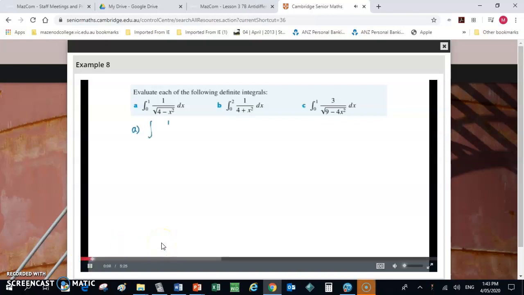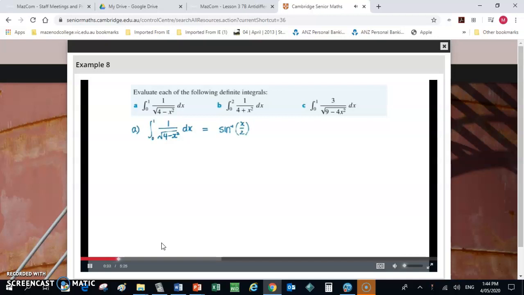So we're doing these three integrals. The first one is the integral of 1 over the square root of 4 minus x squared dx. Looking at it, you have to try and figure out what sort of function it is. And we recognise that's standard form for a sine inverse. Because there's a 4 in there, we know a squared equals 4, so a is going to equal 2. So it's sine inverse of x on 2.